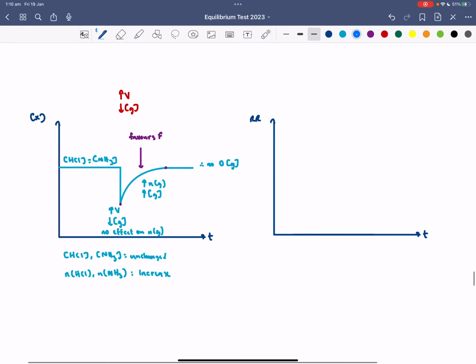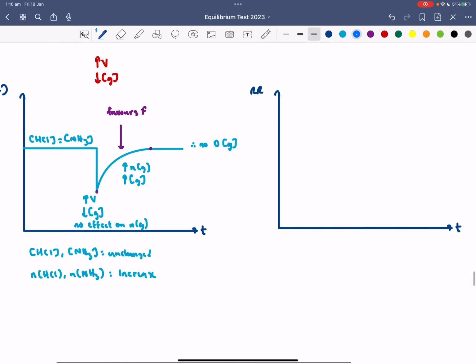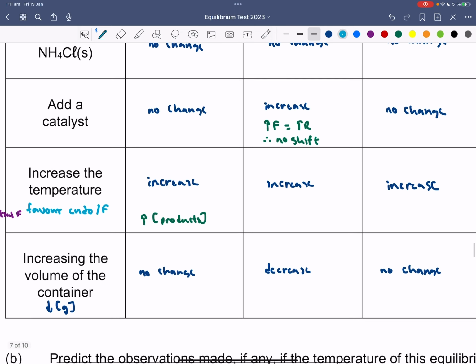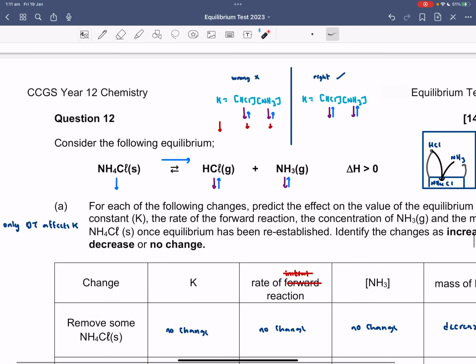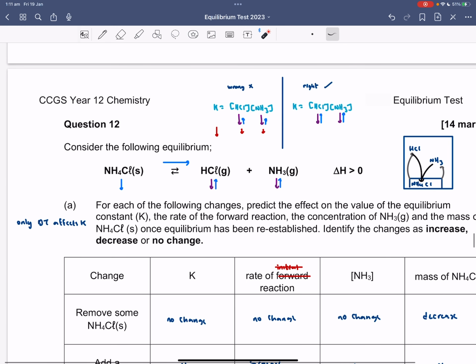All right, let's draw a reaction rate versus time graph. Both forward and reverse reaction rates were equal to begin with. Then what did we do? We increased the volume. Now remember, volume is only going to affect gases. It does not affect solids. It only affects gases.